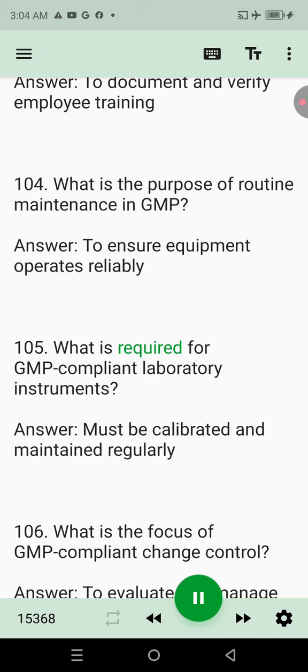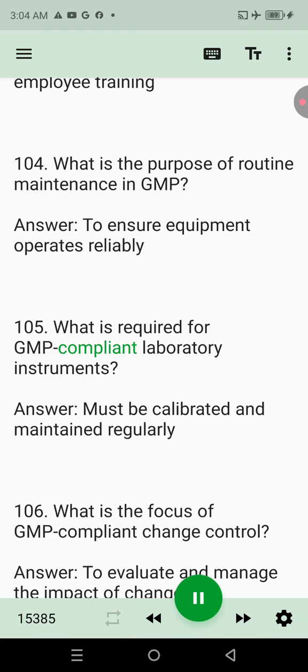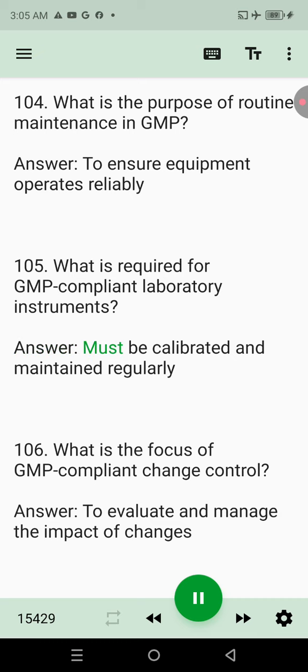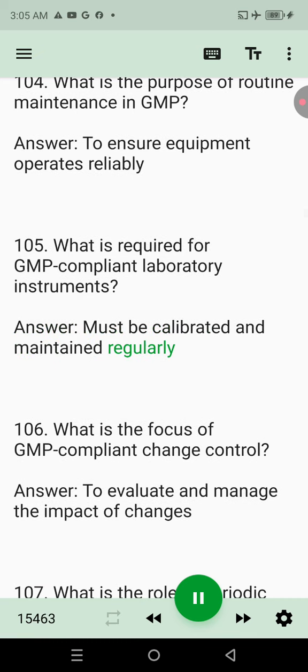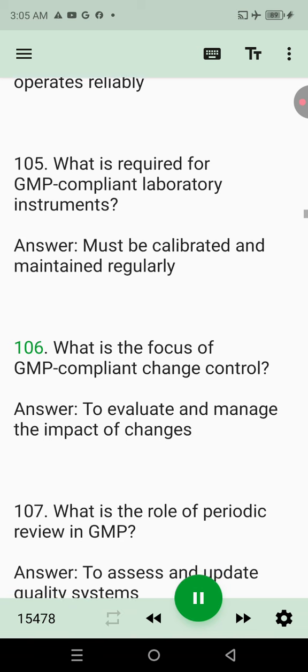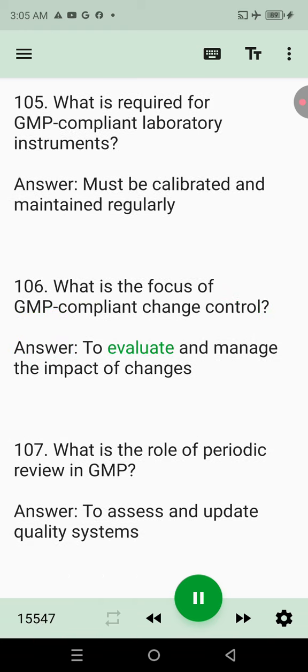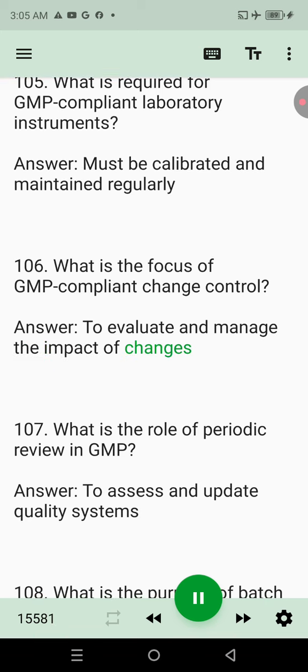105. What is required for GMP-compliant laboratory instruments? Answer: must be calibrated and maintained regularly. 106. What is the focus of GMP-compliant change control? Answer: to evaluate and manage the impact of changes.